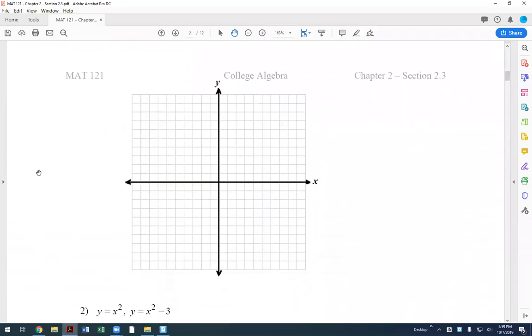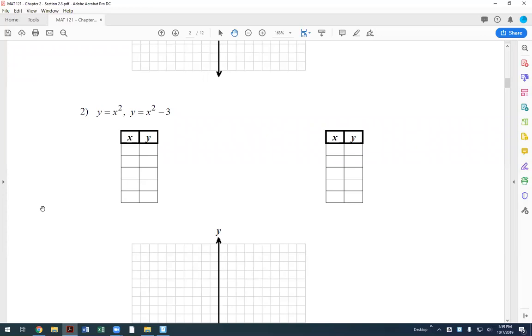Now let's look at our next example here. You can see we're using -3 on a square function. So we should be able to use the same x and y values. What will our first table be? And this will of course be for the x squared function. And this one can be for the x squared minus 3.